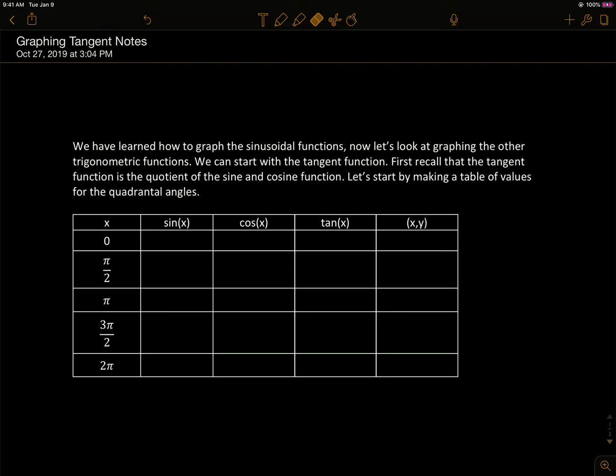Thank you, special guest. All right, so we have already learned how to graph the sinusoidal functions, so now we're going to look at graphing the other trig functions. And today we're just going to look at the tangent function. So that means we're going to be graphing this function on the xy coordinate axis, where the x-axis is our angle and the y-axis is the length of our tangent segment.